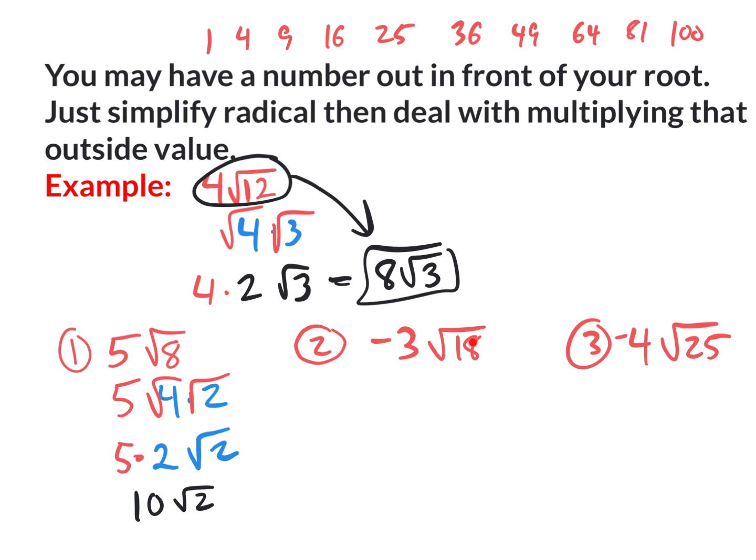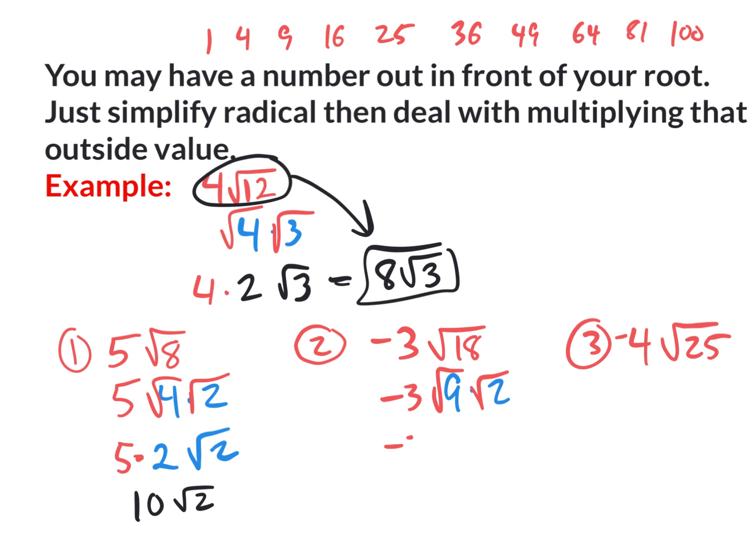Should I rewrite this as 6 times 3? No, why not? Because there's no 6 up here, there's no 3 up here. What should I rewrite that as? Exactly, 9 times 2. Thank you so much. 9 times 2. We're going to split the root, bring down the negative 3.